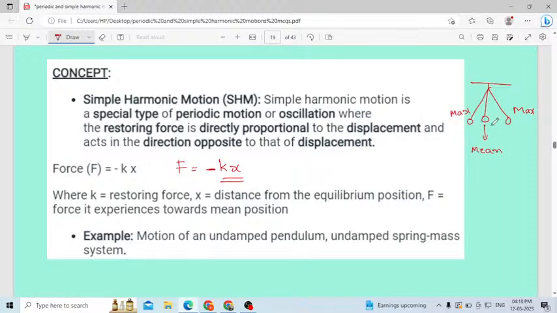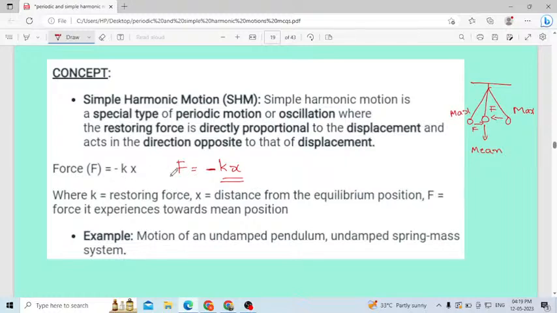When the pendulum reaches the maximum, it has to come back to its original position. Then the force acts in the opposite direction, towards the mean position. Therefore the negative sign is there. In the opposite direction the force acts to bring the bob to the mean position. This force we call the restoring force. That is what I explained.